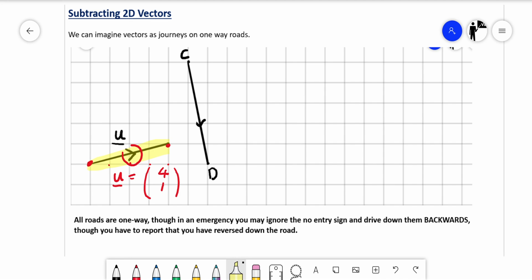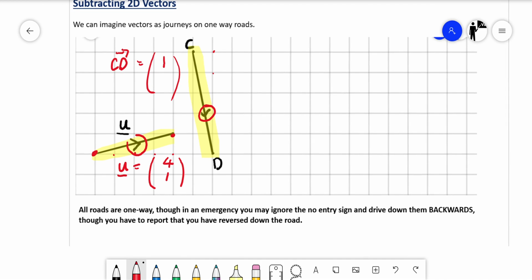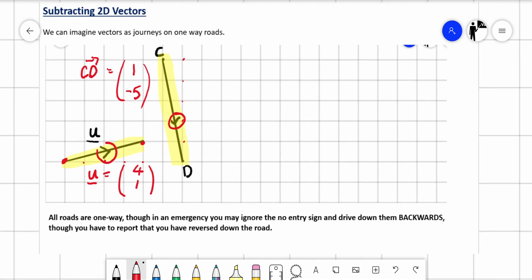If we have a look at this second vector, CD, I need to travel in a downward direction because of this arrow here. And if I wanted to, I could write down the components of CD, because we've gone along 1, and then we went down 1, 2, 3, 4, 5. So CD is the vector 1, negative 5.